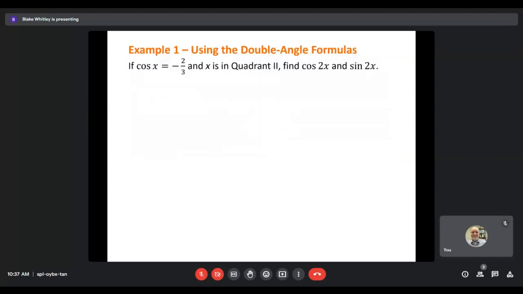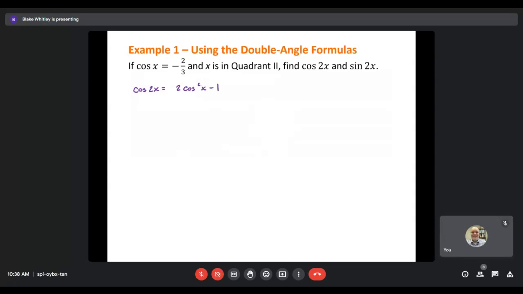All right, so our first example, we've got cosine x is negative 2/3. We know that x is in quadrant 2, and we're asked to find the cosine of 2x and the sine of 2x. So I'm going to start with cosine of 2x. The information given this time is that cosine x is equal to negative 2/3. Because of that, I want to use the double angle formula for cosine that involves a cosine, and the one we're going to use is 2 cosine squared x minus 1.